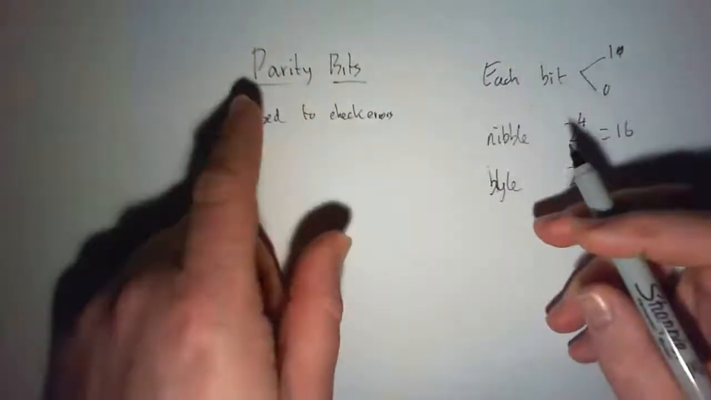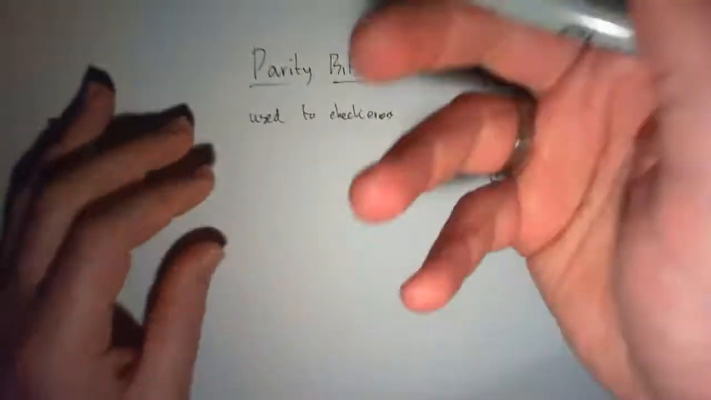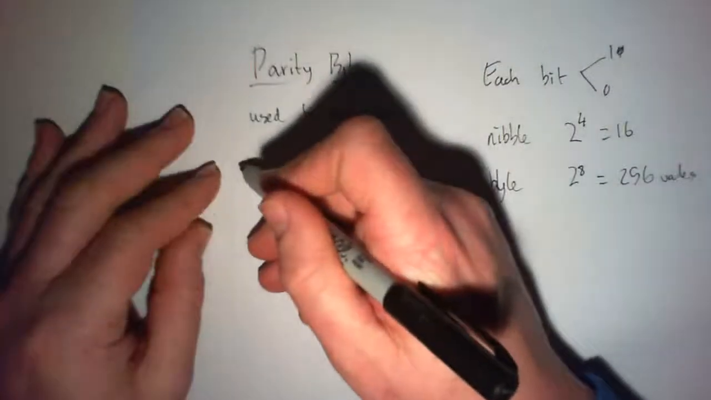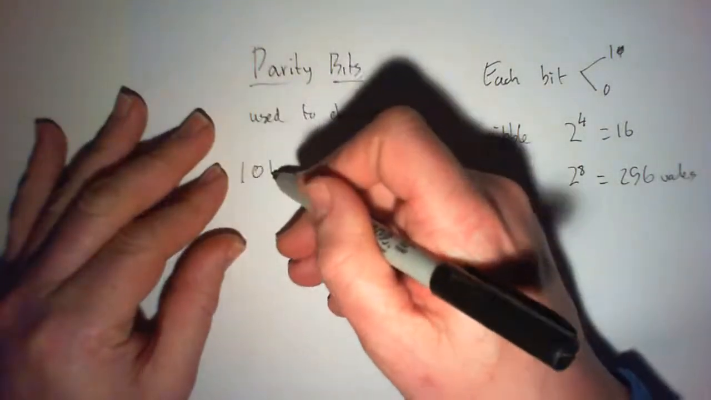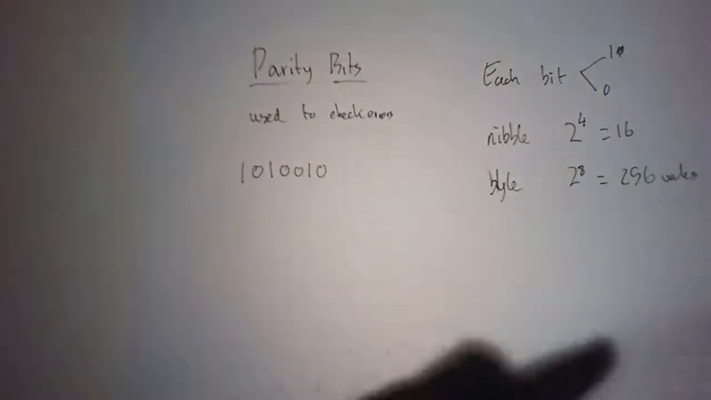Okay, and they're digits that are added to the end of a number. So I'm going to show you what they are. So watch. Let's take a number. We were talking about binary numbers here now. So 1 0 1 0 0 1 0. Okay, so that's a number.